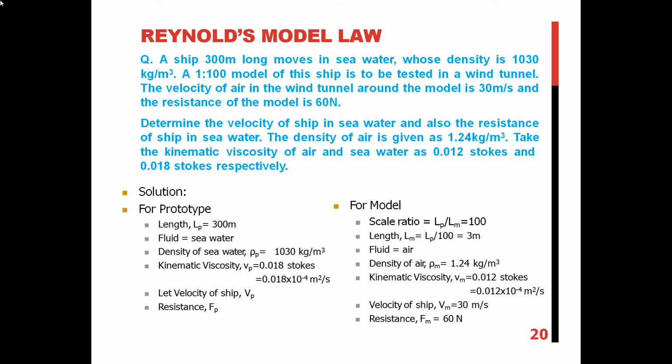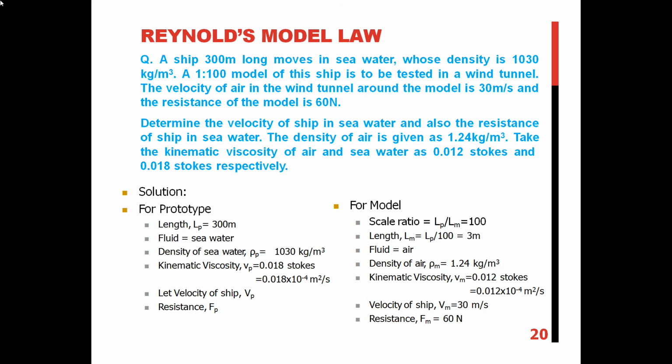Again, this is the problem. You just try to understand and get the given data and try to solve the problem on your own. A ship 300 meters long moves in the sea water whose density is 1030 kg per meter cube. The 1:100 model of this ship is to be tested in the wind tunnel. The velocity of air in the wind tunnel for the model is 30 meters per second. The resistance of the model is 50 Newton. Determine the velocity of the ship in the sea water and also the resistance of the ship in the sea water.